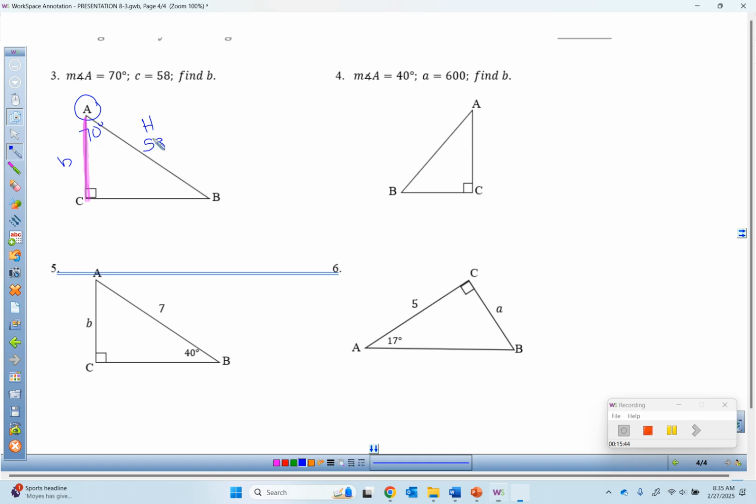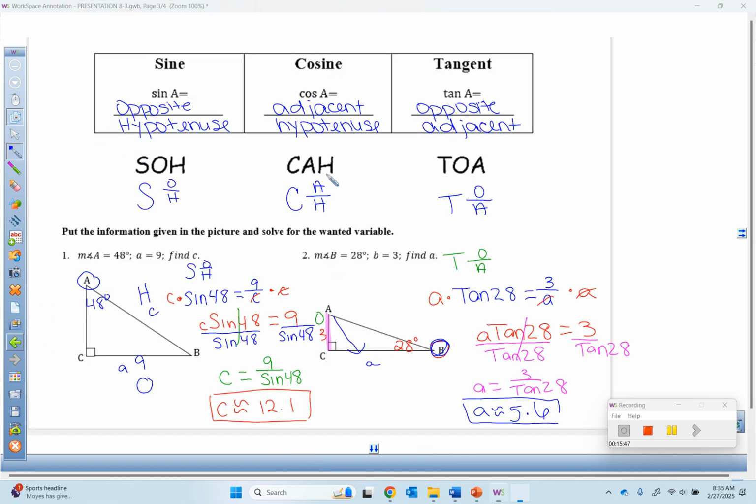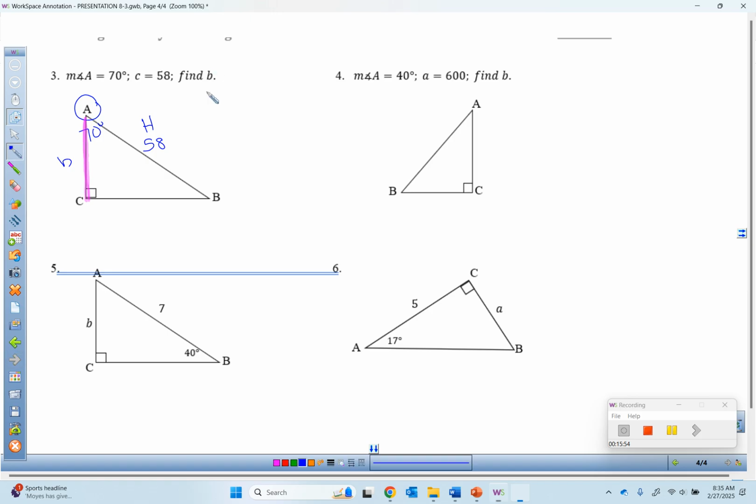So if I have adjacent and hypotenuse, which one would I be using? Cosine. Okay? So I know I'm going to have cosine, which is adjacent over hypotenuse. Okay? So we would set this up by saying cosine 70 equals adjacent over hypotenuse. So my adjacent is B that I'm trying to find over my hypotenuse, which is 58.